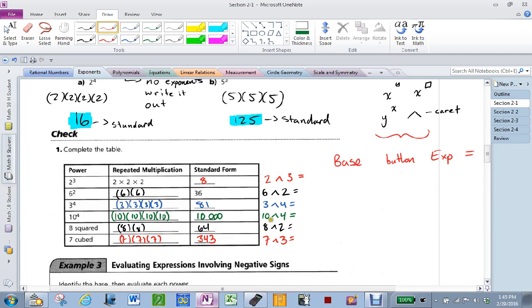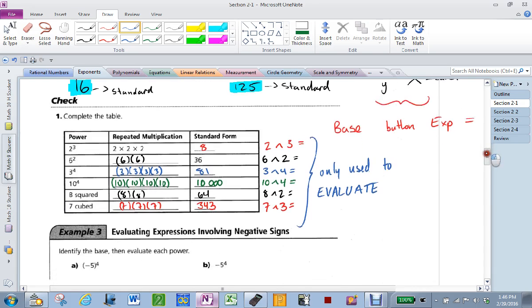This is only used to evaluate. If you see the word evaluate, you're going to be hitting your exponent button. Do you understand me? Otherwise, for the rest of your math career, you're going to be leaving them in their powers. Do you get it?